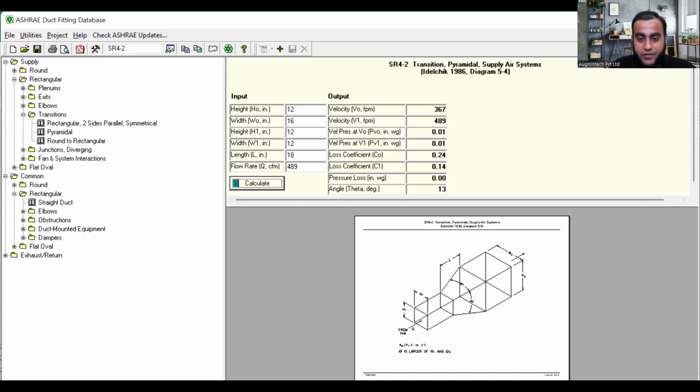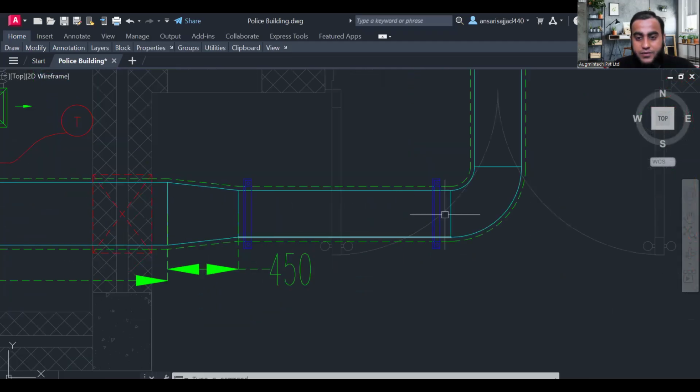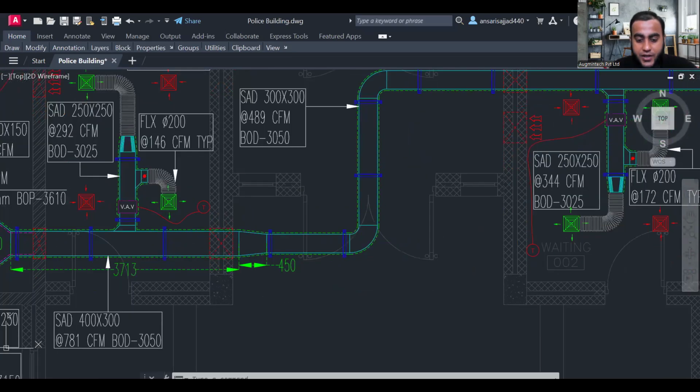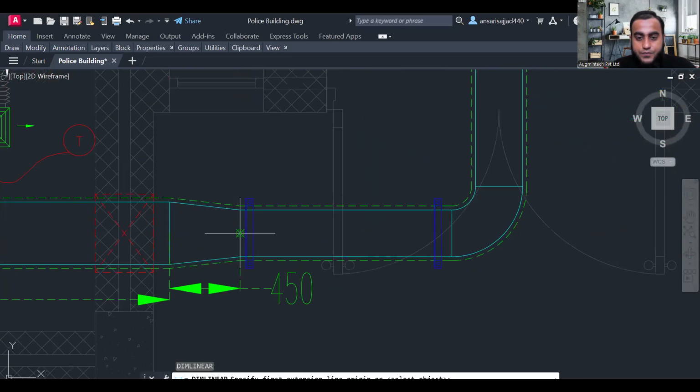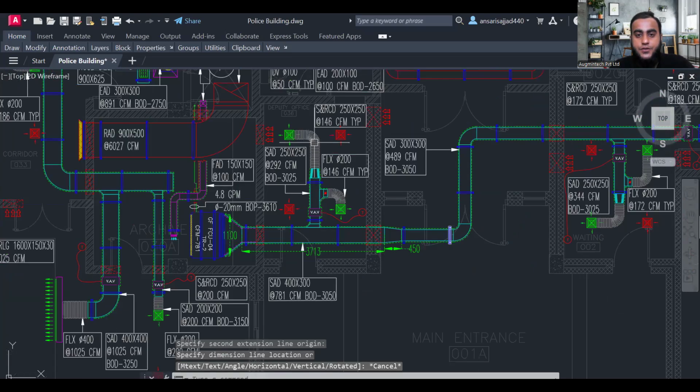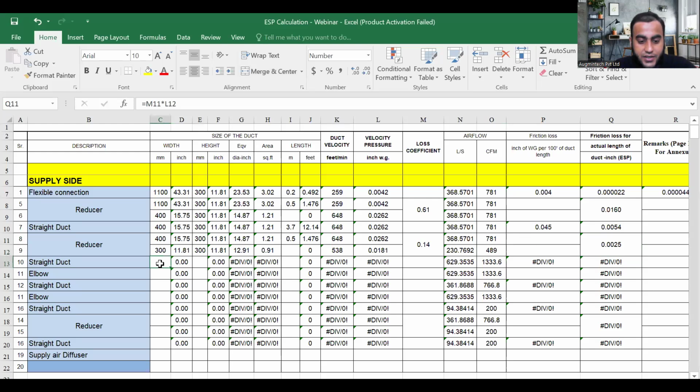Let's see. After this reducer, again we have a straight duct, and the size of this straight duct is 300 by 300. Here I am using the DLI command to measure the length. So it is 1.35 meter, correct? So I'm just writing here in the Excel sheet. See all of you, the straight duct width is 300 and height is also 300, and now we have got near about 1.4 meter.